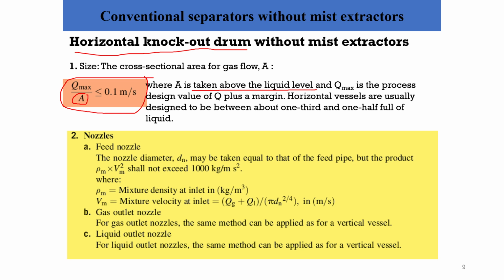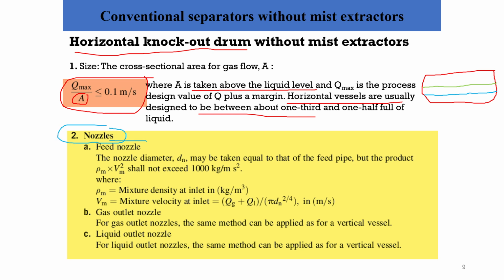Okay. And normally the horizontal vessels will be designed to be between 1/3 to 1/2 full. So it's not always full when we talk about a horizontal separator. Let me draw the sketch here. We design it to make sure that at maximum it can be half full, and the recommended level normally will be between half and 1/3 of the separator.